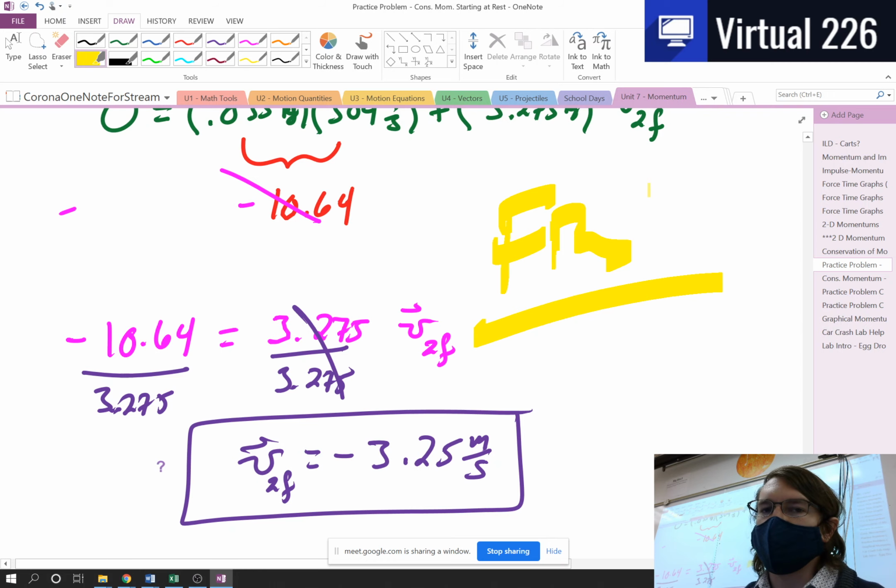Next time we take a look at conservation of momentum, we're going to look at problems where objects are moving initially and they're moving after their interactions.